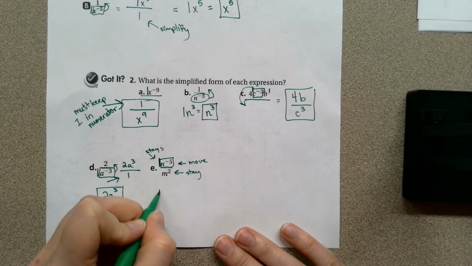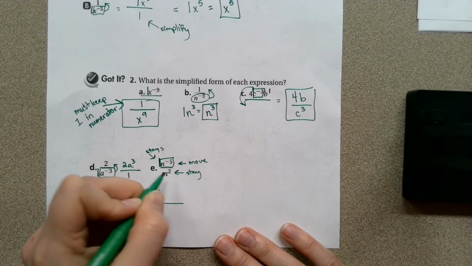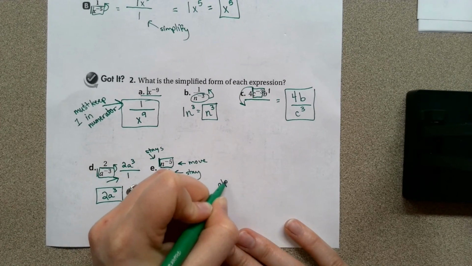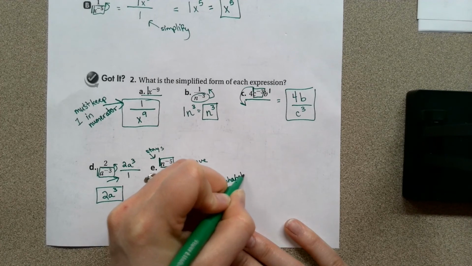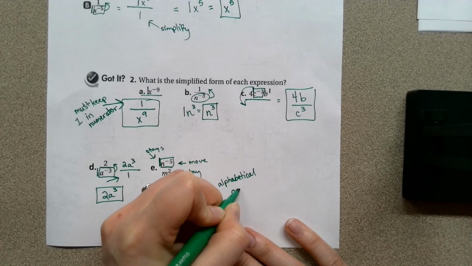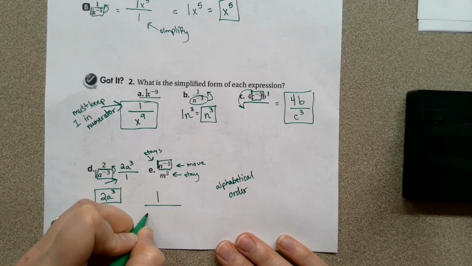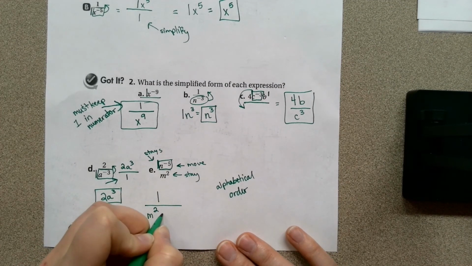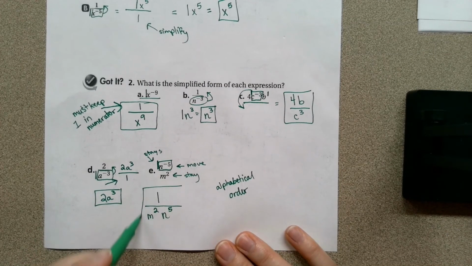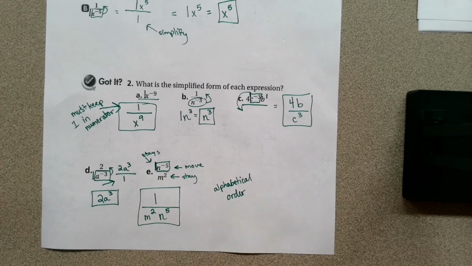So in the end, we get 1 over, we're going to put those variables in alphabetical order. So the m is going to go first, and we're going to have m squared times n now to the positive fifth power because it moved to the opposite side. And that is the answer.